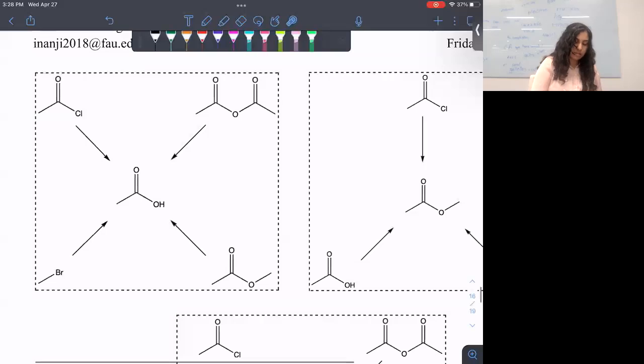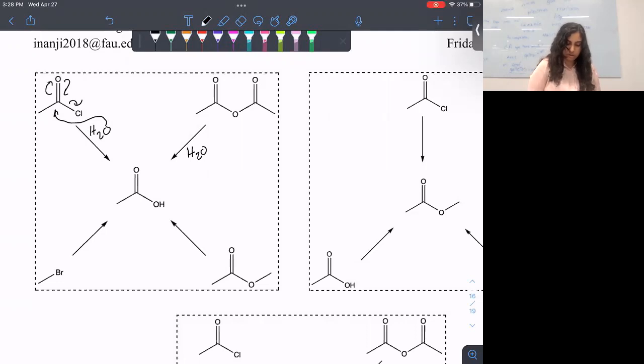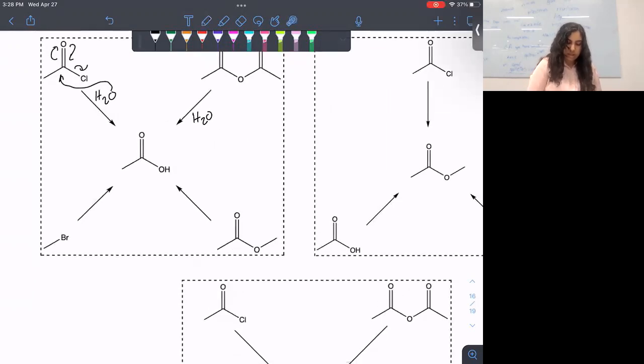So if we give an acid chloride H2O, it's going to give us a carboxylic acid because it's just going to go ahead and attack, get rid of the chlorine, and then substitute an OH there. Same with the acid anhydride, H2O gives you a carboxylic acid. The ester is a little different.